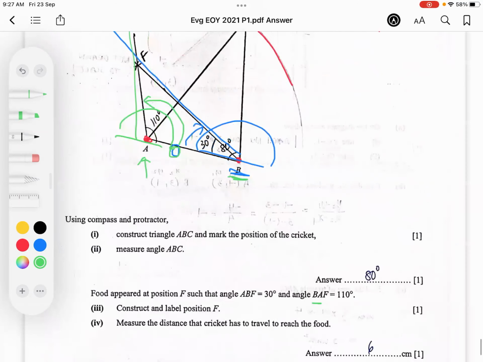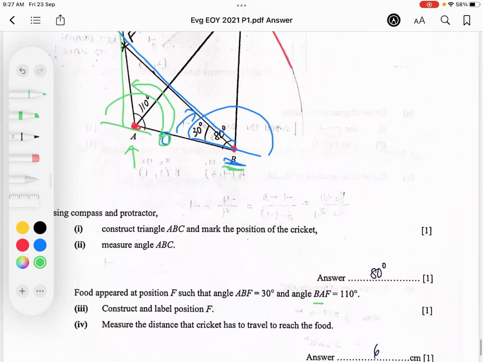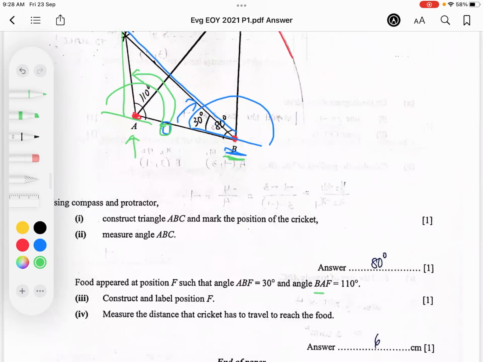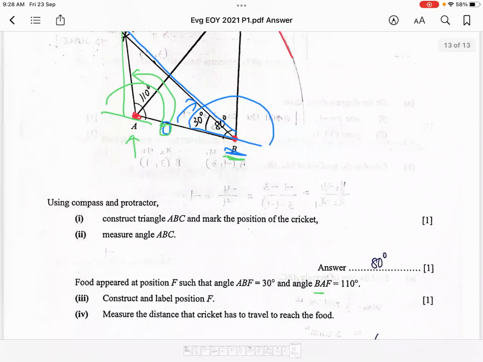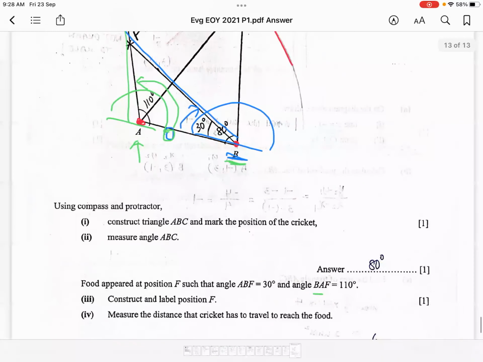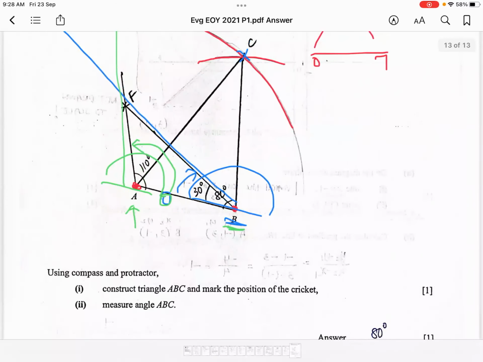Plus or minus, there'll be a little bit of an error. Let's say 0.1, 0.2, that kind of plus or minus error. Okay, can? All right. I know I'm going through very fast because I have no time.